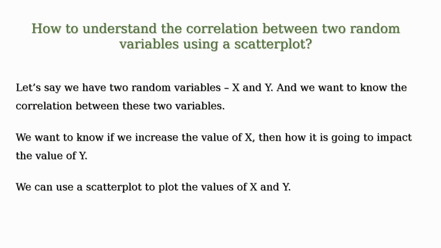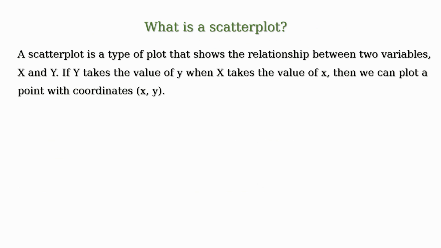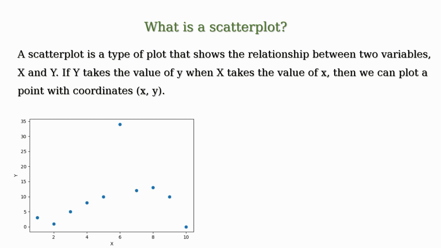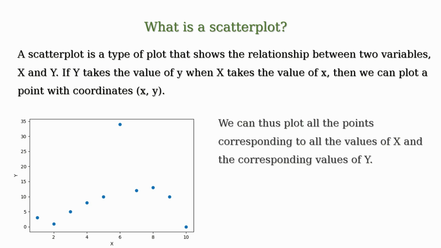A scatter plot is a type of plot that shows the relationship between two variables x and y. If capital Y takes the value of small y, when capital X takes the value of small x, then we can plot a point with coordinates (small x, small y). We can thus plot all the points corresponding to all the values of capital X and the corresponding values of capital Y. Let's look at an example to understand this in a better way.